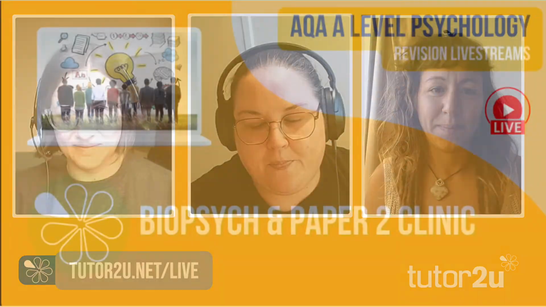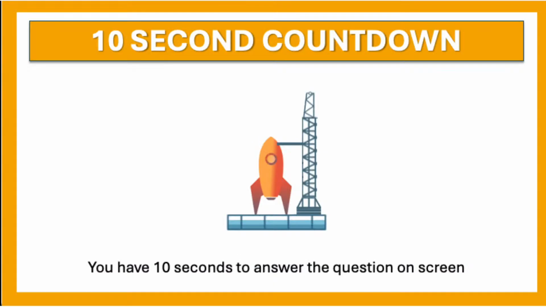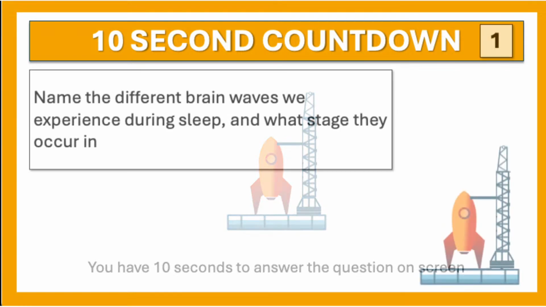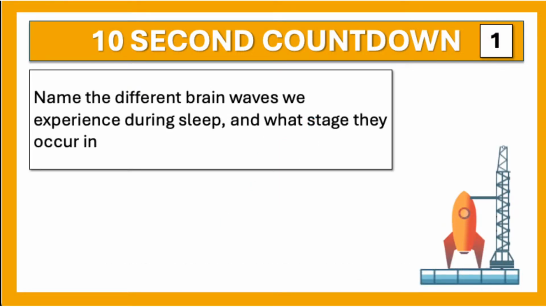Okay, guys, the first lot of games is the 10-second countdown. The first question: you've got 10 seconds to answer this. Put your answers in the chat box. Name the different brain waves we experience during sleep, and also what stage they occur in.